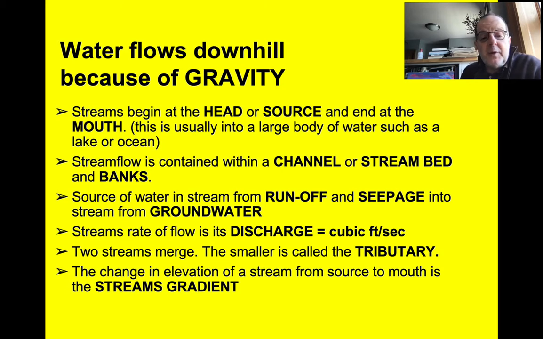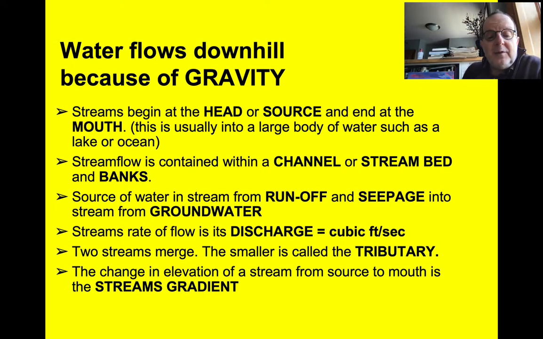The source of water in the stream is from runoff over the land or seepage into the stream from groundwater. Those are the basic ways in which water gets into a stream: seepage from groundwater or runoff as an effect of precipitation.